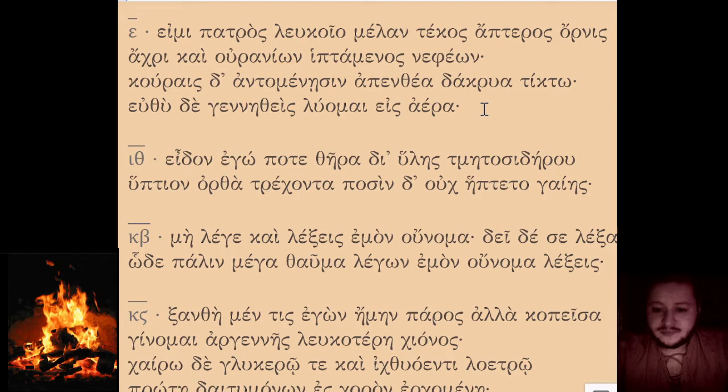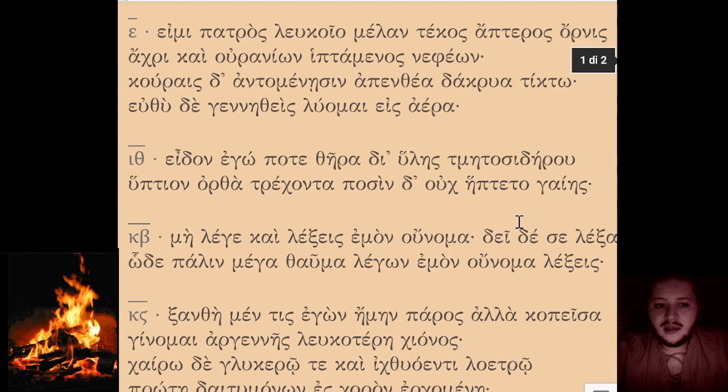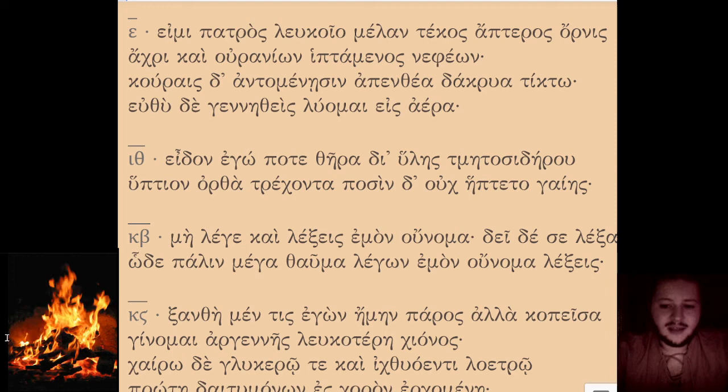So imi, to start with, is just the word I. It's actually related to the word am in English. Imi means I am. And then we've got patros, which means of the father. It's father in the genitive singular, so it's like father's. And then we have lefkio, the word white in the genitive singular as well, in a sort of Homeric Greek variant of the genitive singular. So it's, I am of a white father?